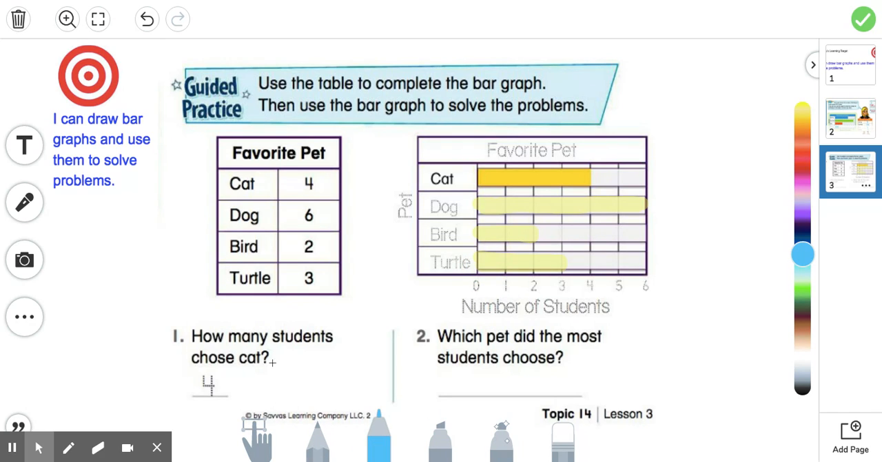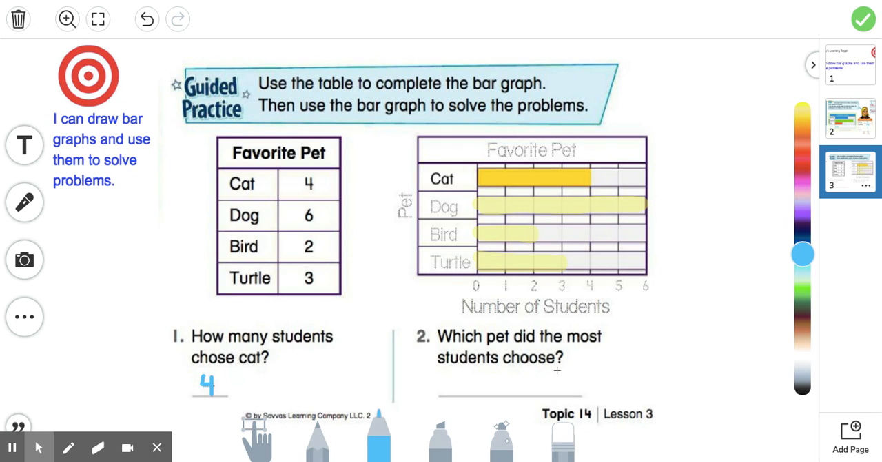I'm going to look below. I'm going to answer the questions that are about the graph. So the first question says, how many students chose cat? I can either look at the table, cat 4, or I can look at my graph, cat 4. The answer is 4.